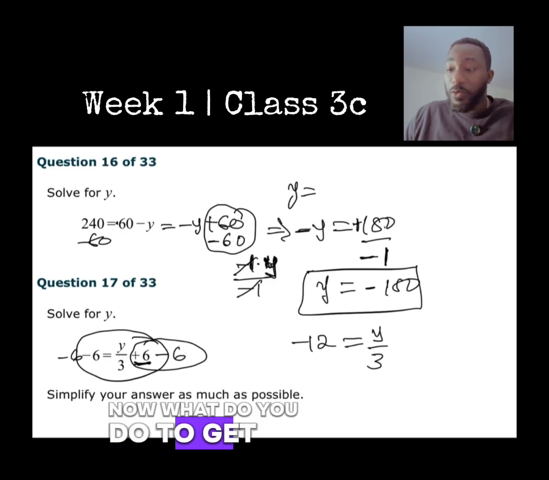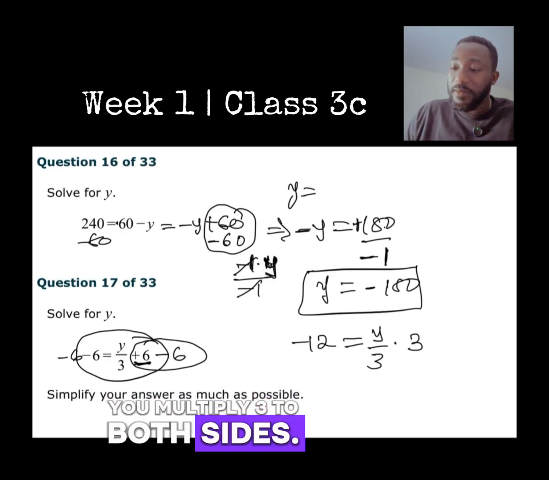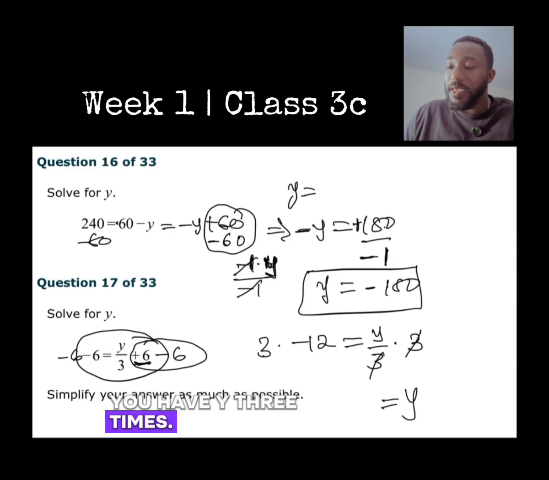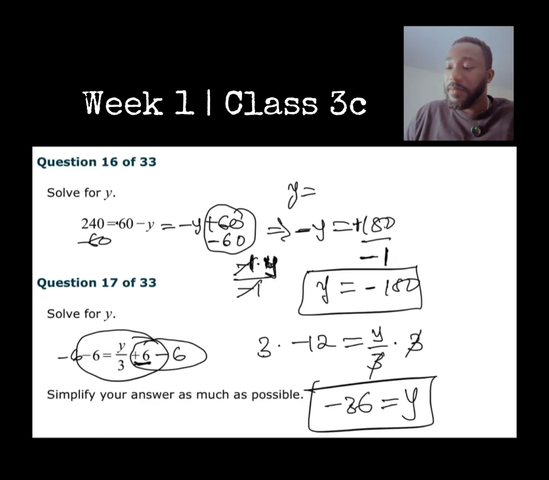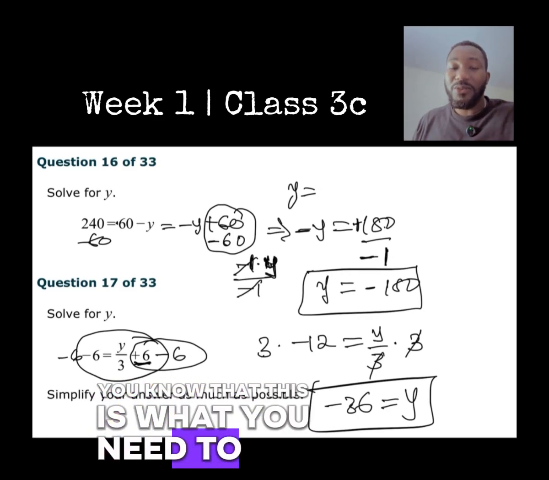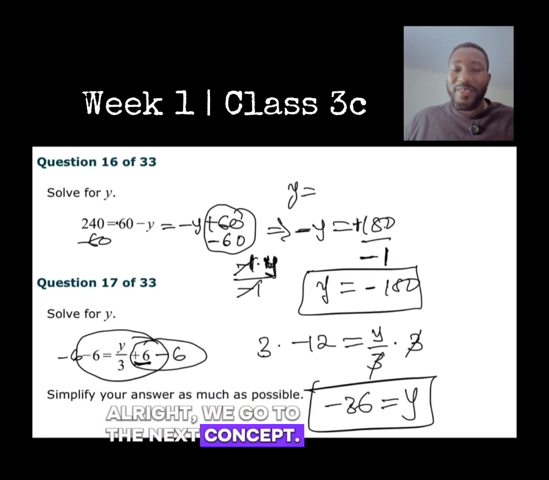Now what do you do to get y? You multiply 3 to both sides. Multiply by 3. So 3 cancels 3, you have y. 3 times negative 12 is negative 36. So y is negative 36. Based on the knowledge we know so far, you know that this is what you need to do. All right, we go to the next concept.